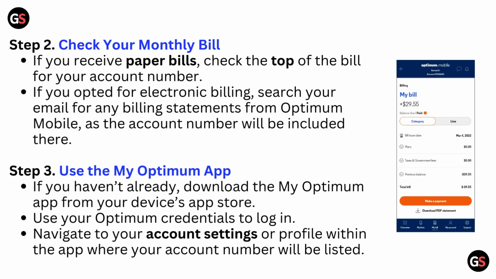Step 3. Use the My Optimum app. If you haven't already downloaded the My Optimum app from your device app store, use your Optimum credentials to log in. Navigate to your account settings or profile within the app where your account number will be listed.